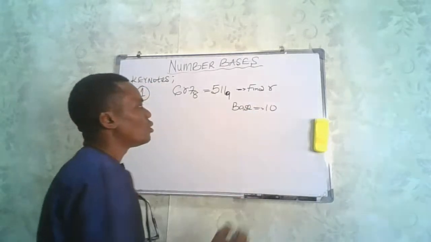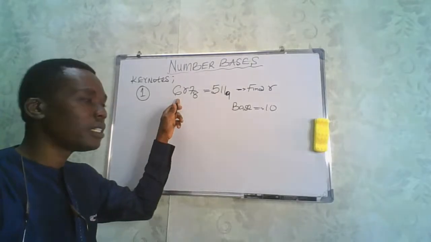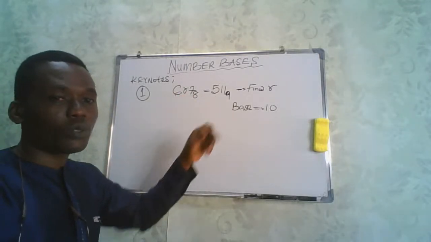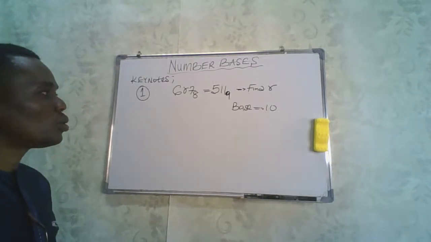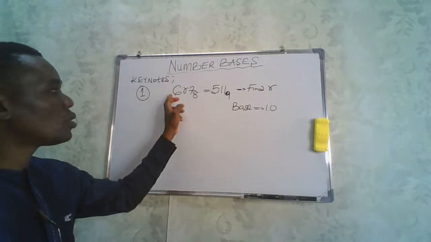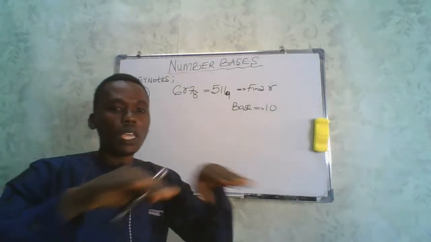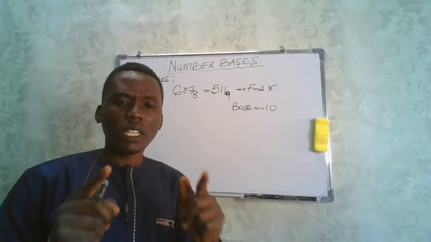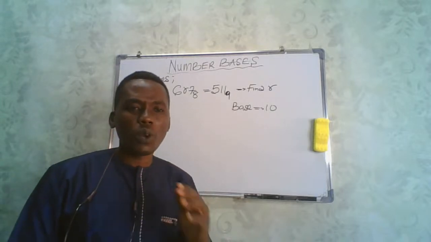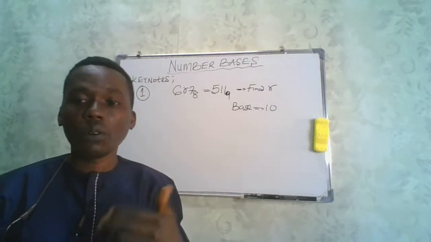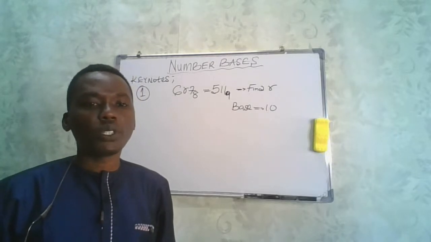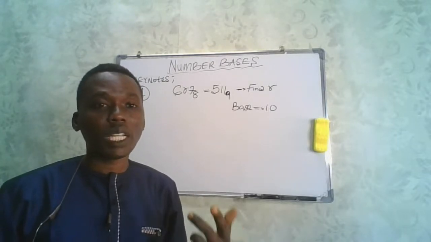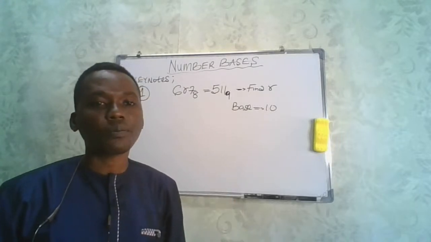Base 10. So you have to convert this to base 10, convert this to base 10, find the value of R, and that will be the result for this solution, because both of them are now in a common base. That is one thing you must bear in mind when you carry out operations that involve the basic operations, which we know: addition, subtraction, multiplication, and division.